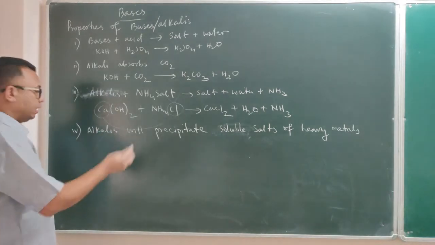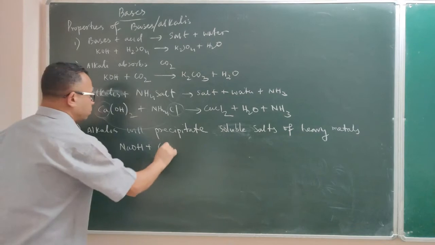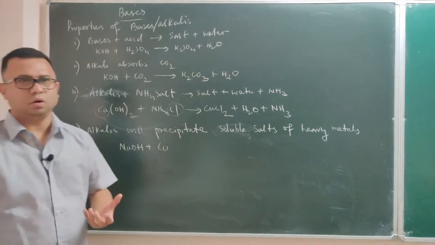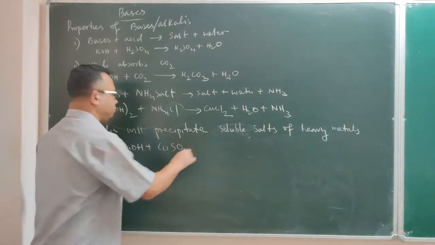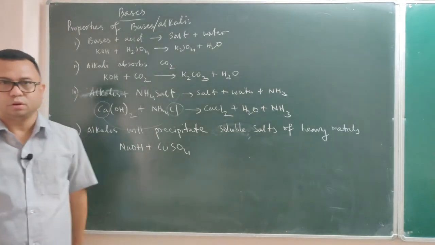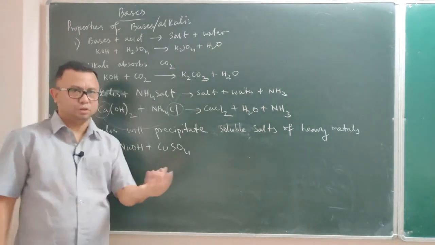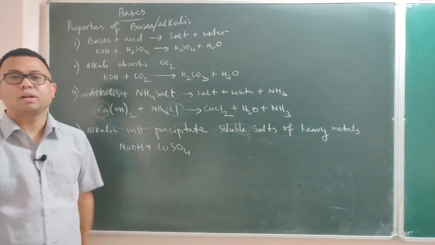Alright, let me now take one alkali. Let me take sodium hydroxide, and I want to take one salt of a heavy metal, copper sulfate. You can see I have taken a soluble salt. Copper sulfate is a soluble salt, and it is a very clear, nice blue solution. This is also a clear solution.